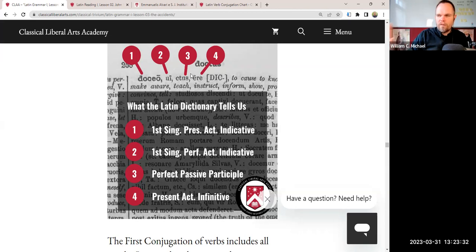So all that you need to understand here is all of the information you need to identify the conjugation of a verb is given to you in a Latin dictionary. It's all there, given to you. You need to know what that information means, but it's all given to you, and it's explained in the lesson.